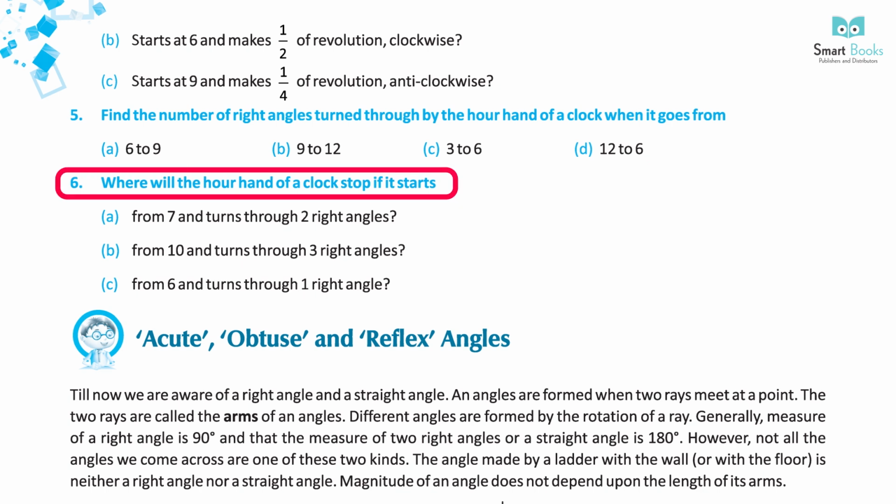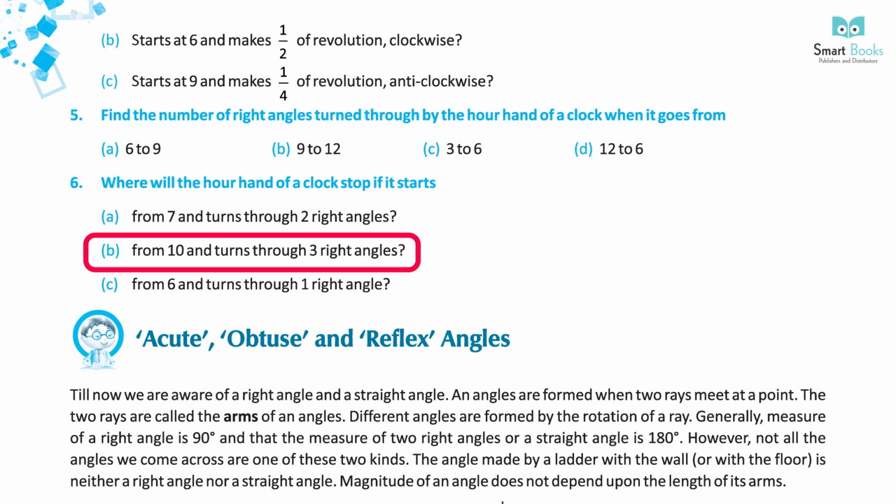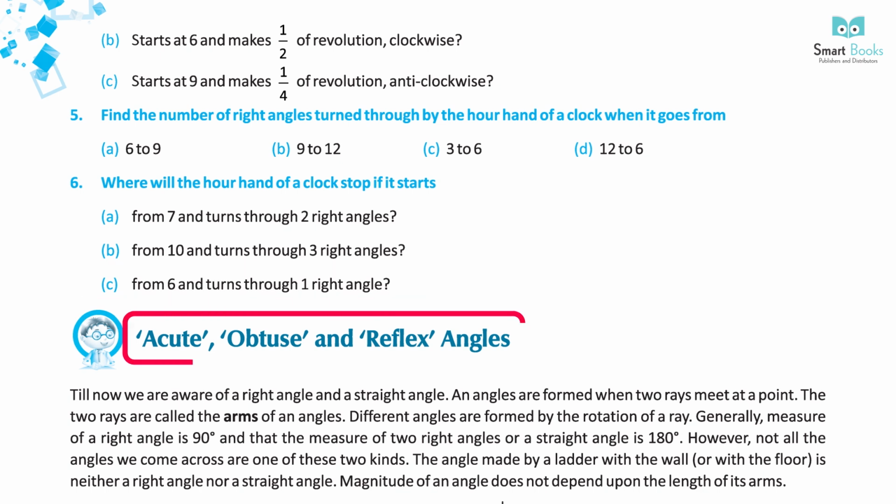Question 6. Where will the hour hand of a clock stop if it starts A. from 11 and turns through 2 right angles? Solution. Stop at 5. B. from 10 and turns through 3 right angles. Solution. Stop at 7. C. from 6 and turns through 1 right angle. Solution. Stop at 9.